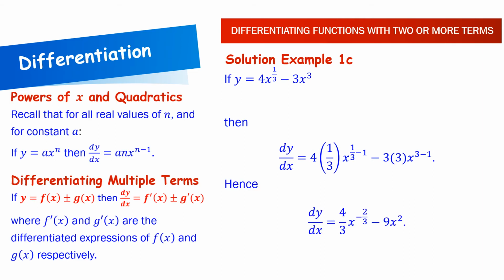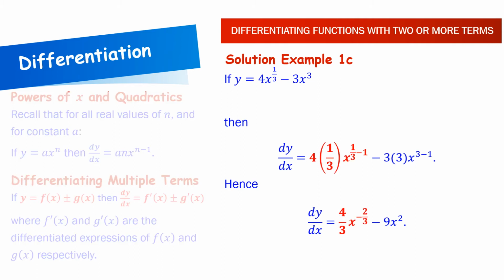And so tidying up gives us that dy dx is equal to 4 thirds x to the power minus 2 thirds minus 9x squared.